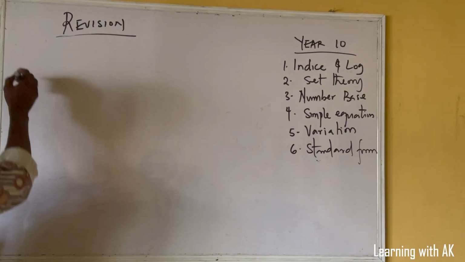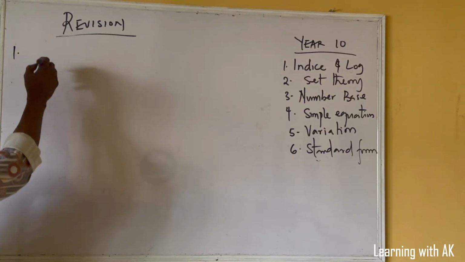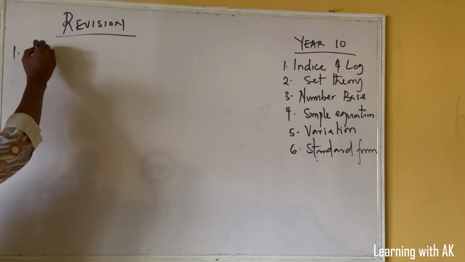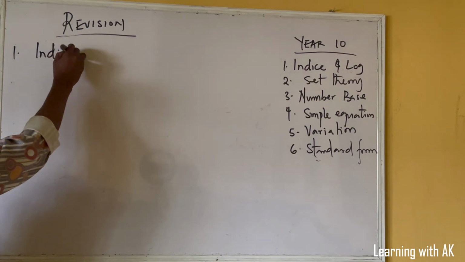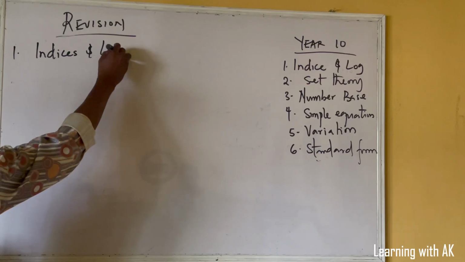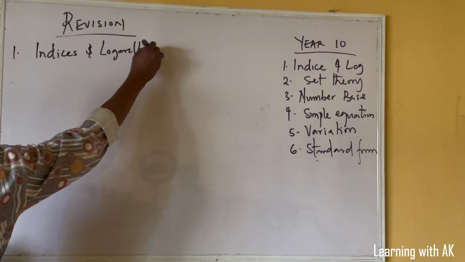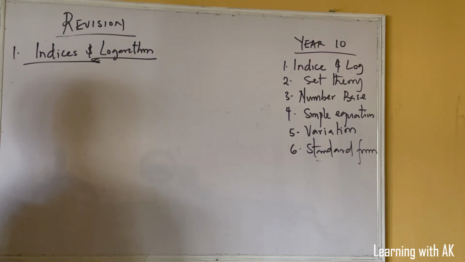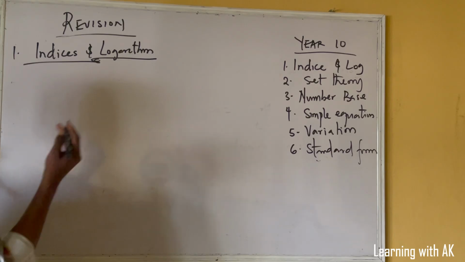Quickly, let's look at indices. That's the first thing I assume you did this term, indices and logarithm. Now, the basic thing about this is this: for you to successfully solve indices or logarithm, you must remember your law. What does the law say for indices? And the law is concurrent.